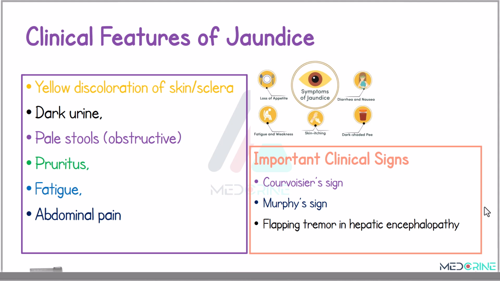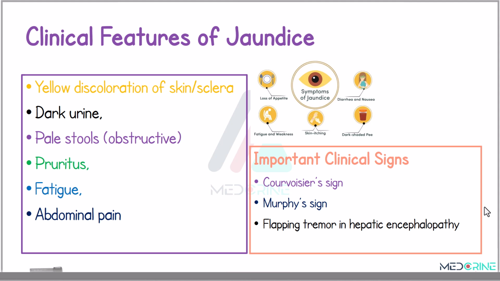The classical features of jaundice include yellowing of the sclera and the skin, dark-colored urine in conjugated hyperbilirubinemias, and pale stools due to lack of stercobilin. Some patients experience pruritus, fatigue, and right upper quadrant pain, depending on the cause.